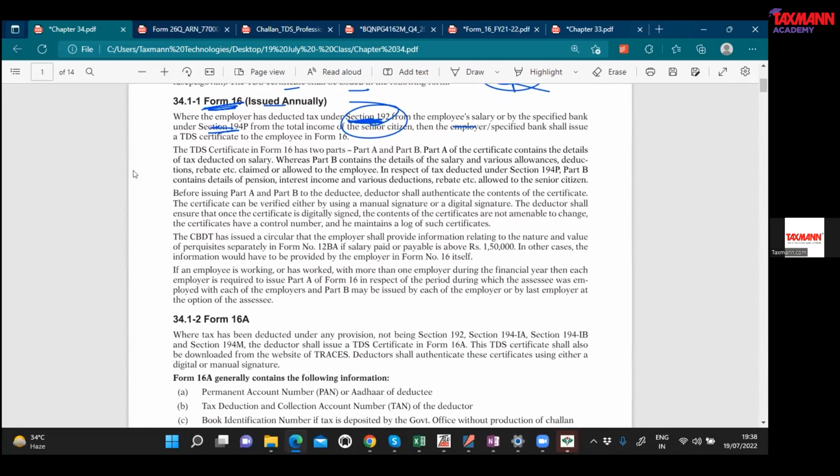As I have informed you, the TDS certificate in Form 16 has two parts, Part A and Part B. I've shown you a sample Form 16. Part A contains the details of the tax deducted on salary, whereas Part B contains the details of the salary. It is the breakup of the salary paid during the entire year, allowances, deductions, rebate, extra claimed and allowed to the employee, as well as the tax computation under the head salary.